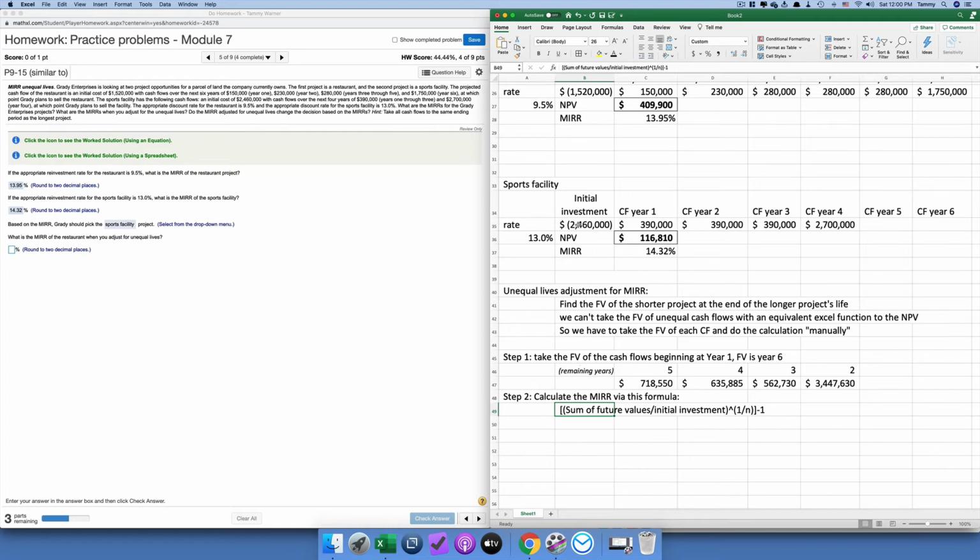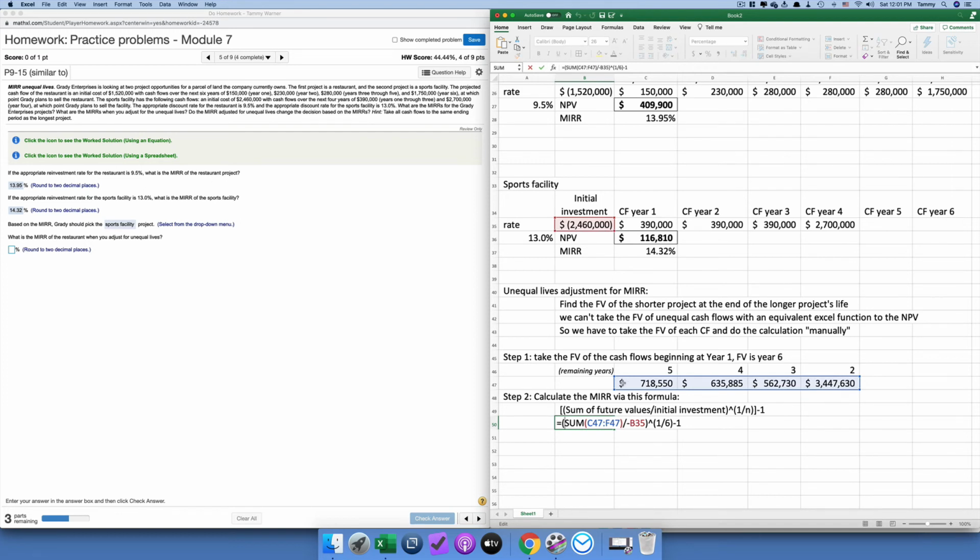So it's the sum of the future values divided by the initial investment, and you take that as a positive. Then you take that whole thing and bring it to the power of 1 over 6 in this case. So 1 over n, which is the total number of years we are looking at, and then from that whole thing you subtract 1. So here we go. It's 13.88.